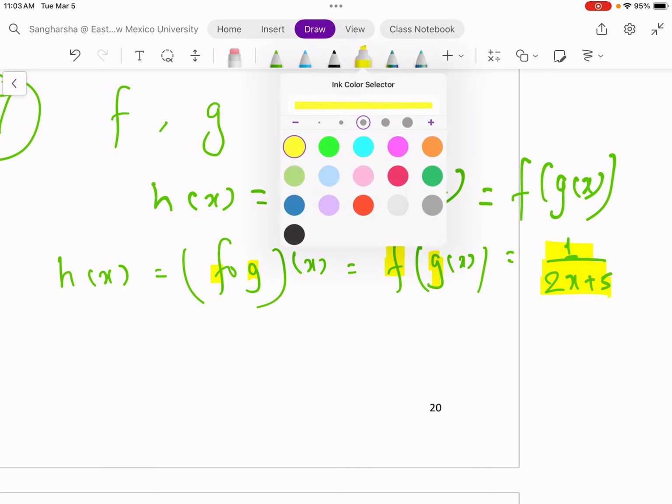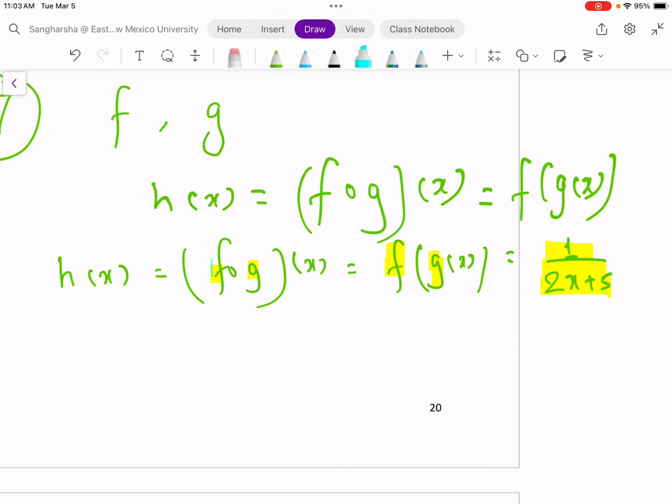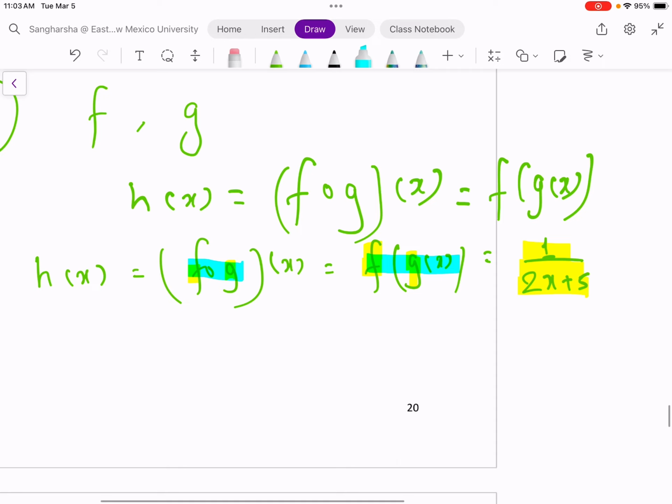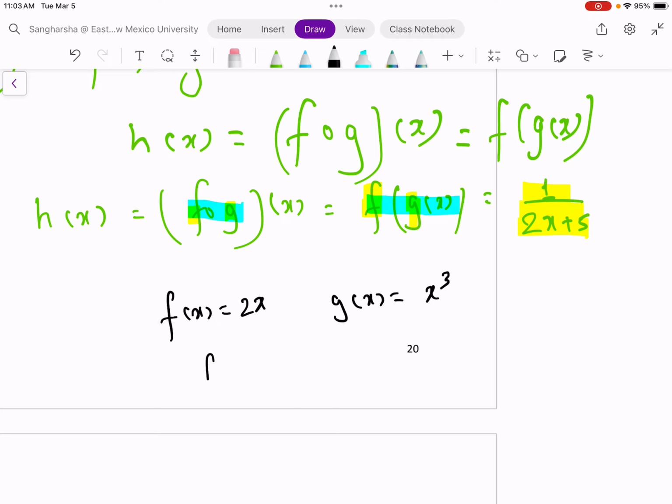Okay, now here, this is f composite g, and f composite g is the same as f of g of x, right? So in the process of finding the composite, what is our first step? We write down the definition, and once we write down the definition, what do we do when we find the composite function? We substitute for one function, right? So for example, if you have f of x equals 2x, and g of x equals x cube.